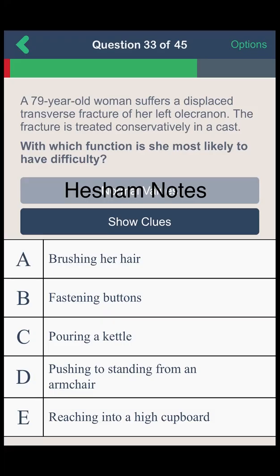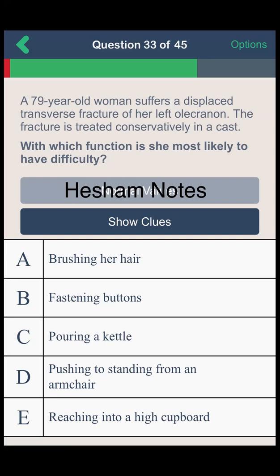A 79-year-old woman suffers a displaced transverse fracture of her left olecranon. The fracture is treated conservatively in a cast. Which function is she most likely to have difficulty with? Brushing her hair, fastening buttons, pouring a kettle, pushing to stand from an armchair. And E, I can't see the E, but D is correct.